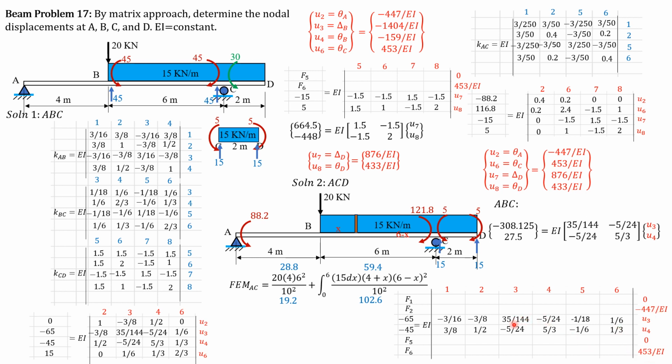Then we copy this 2 by 2 matrix coefficient of U3, U4. So from here, U3, U4 is the inverse of this 2 by 2 matrix times this 2 by 1 matrix here. So the result would be equal to negative 104 over EI, 1404 over EI, delta B and theta B, negative 159 over EI, just like in the first calculations here.